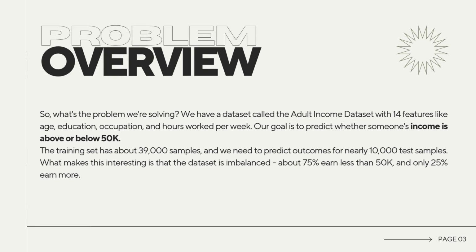What makes this interesting is that the dataset is imbalanced, and about 76% of the samples in the dataset show that the individuals earn less than 50K, and only 24% earn more than 50K. So to solve this problem, I have used GP.